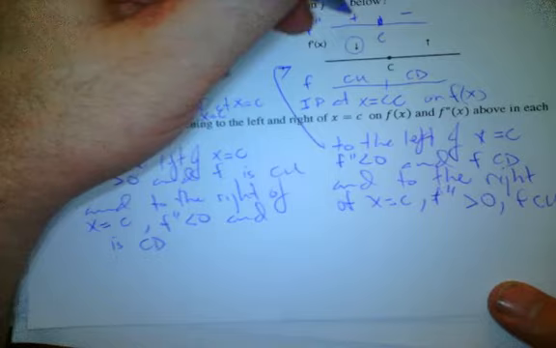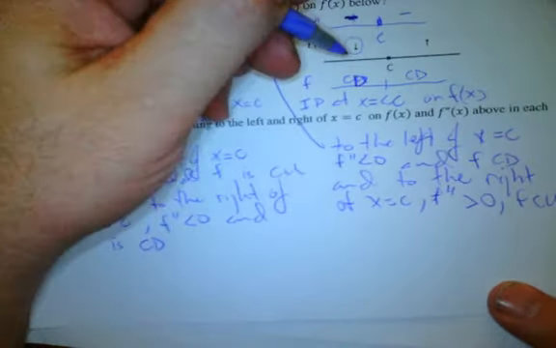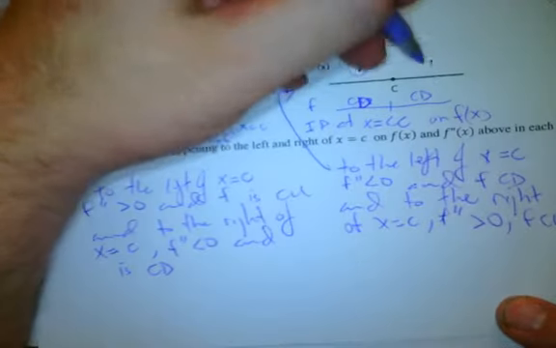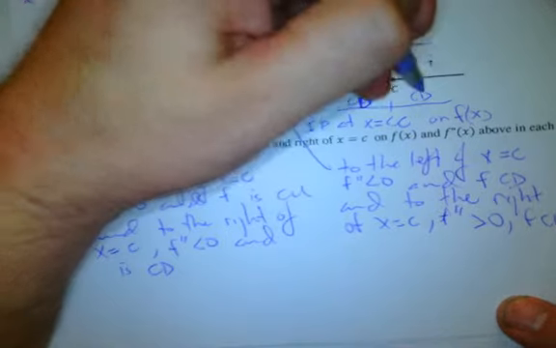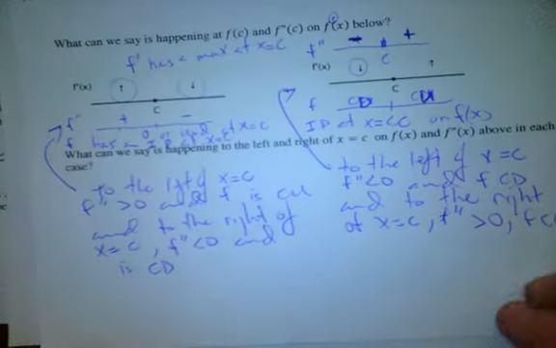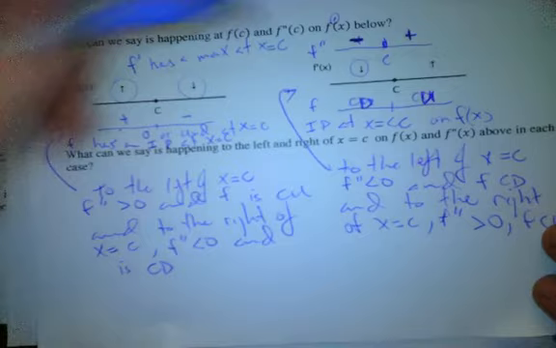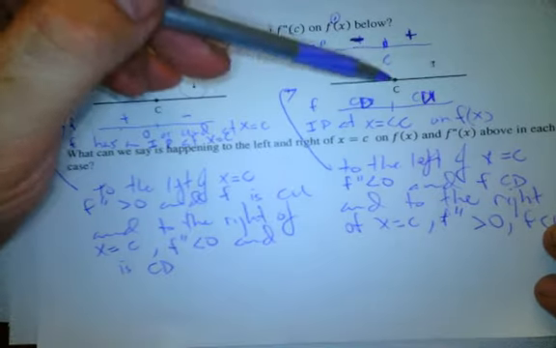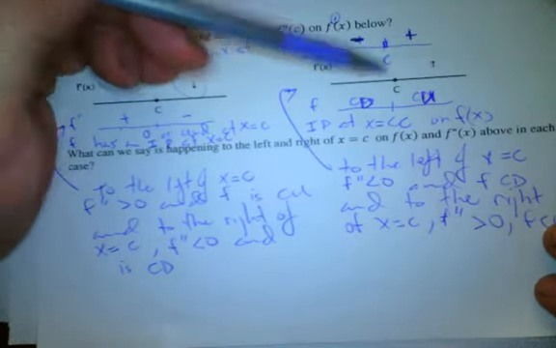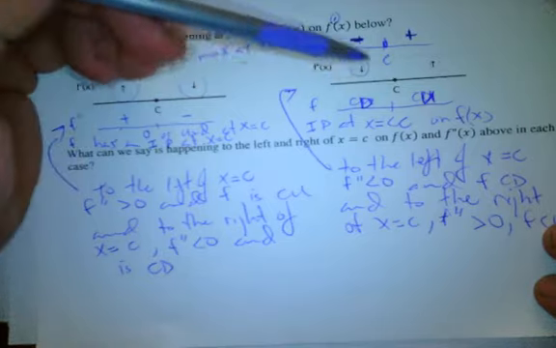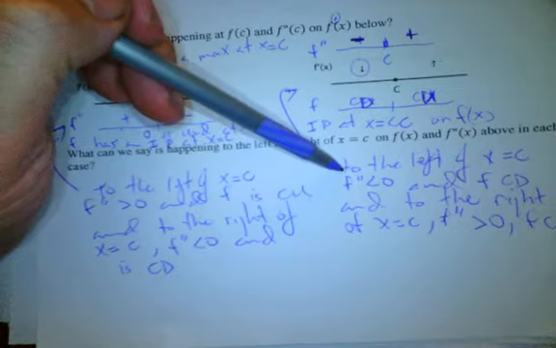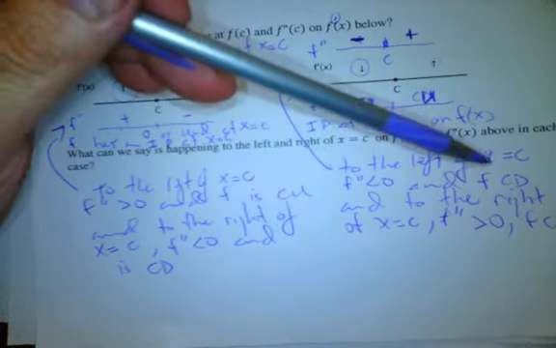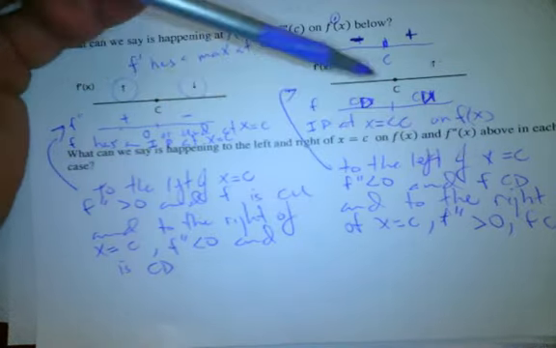And to the right of x equals c, f double prime would be greater than 0, and f would be concave up, which points out here I was decreasing, and so f double prime would be negative, and this would be concave down. Sorry about that. And here, because f prime is increasing, f double prime would be positive, and f would be concave up. Okay, glad I caught that.